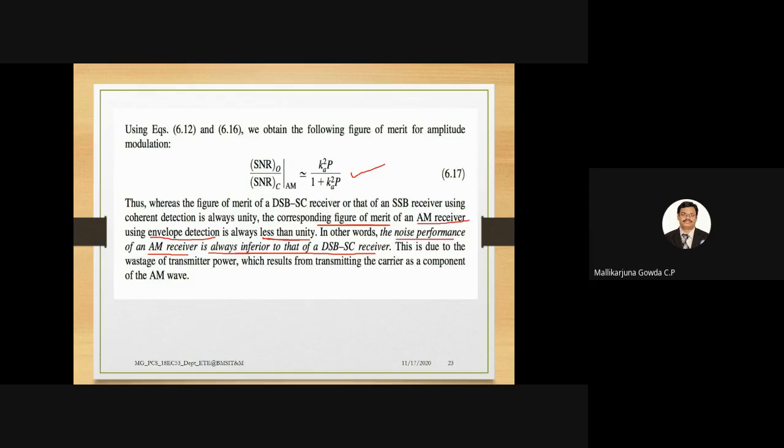So why is it less than 1? Because of the wastage of transmitter power, that is, we transmit the carrier also. Transmitting the carrier as a component of the AM wave leads to wastage of power. So the performance of the receiver will be inferior compared to the DSBC receiver.